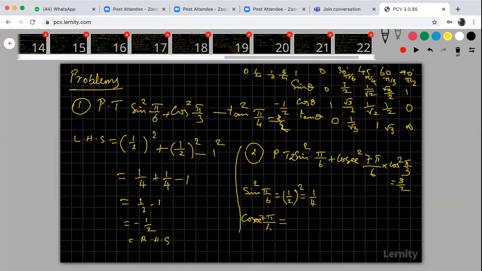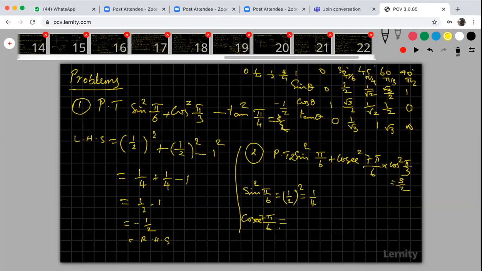Right. This is cosecant of 7 pi by 6. How to find out the cosecant of 7 pi by 6? Cosecant is nothing but 1 by sine. If you know sine 7 pi by 6, we can easily find out the cosecant 7 pi by 6.